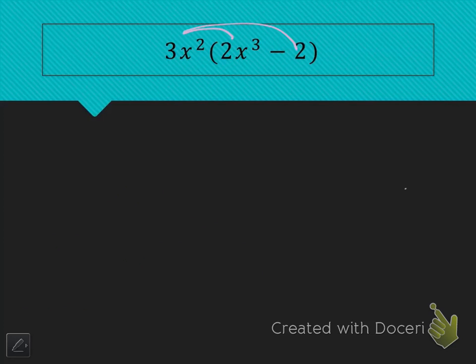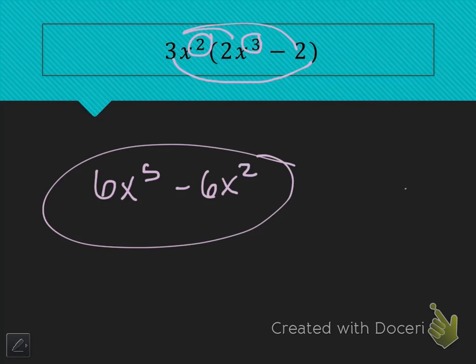Okay, so we got to distribute this. So we're going to add their exponents again for this one. So we got 3 times 2, which is 6, x, add their exponents, to the 5th. When we multiply back here, it's going to be negative 6x squared.